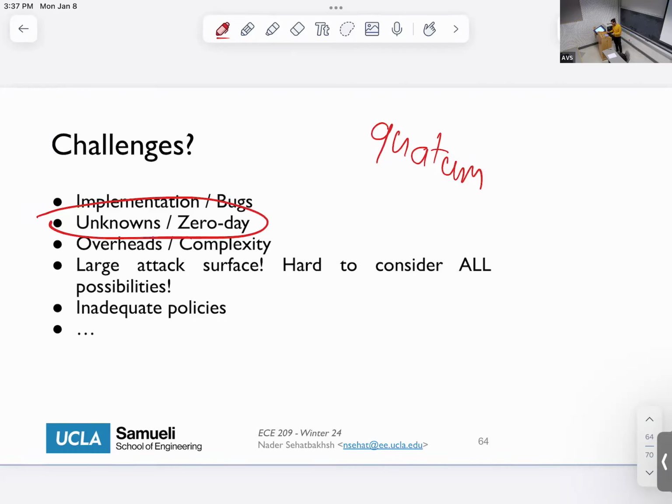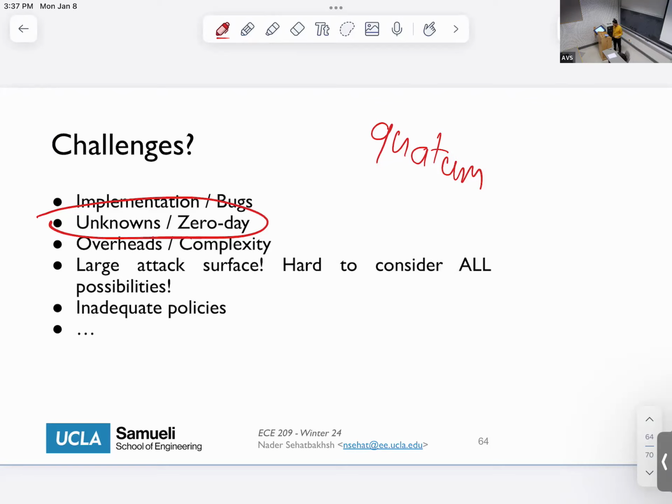And then another problem is the unknown unknown, which means that we don't know what we don't know, right? If I build this, I spend a lot of time and I think this is secure, but how do you even know about the things that might happen in future, right? So this is the big problem. So this is the second challenge.